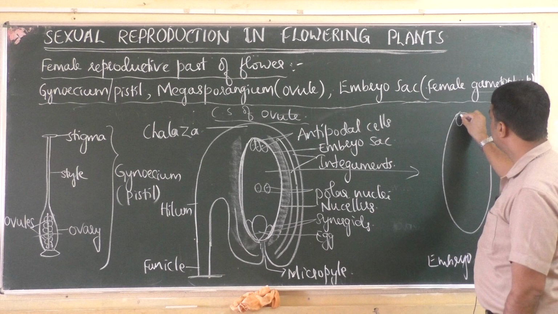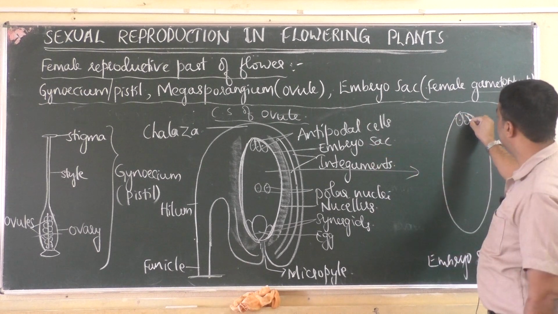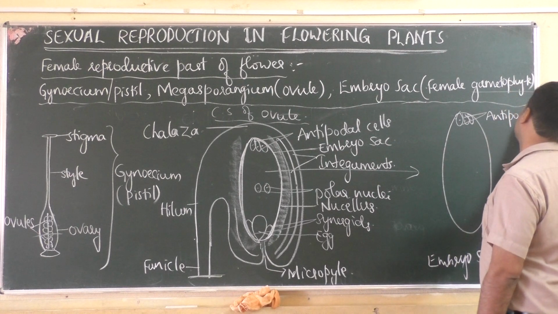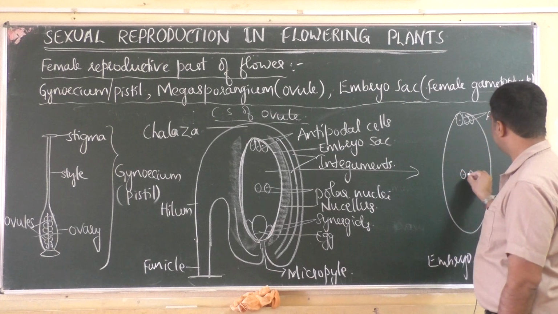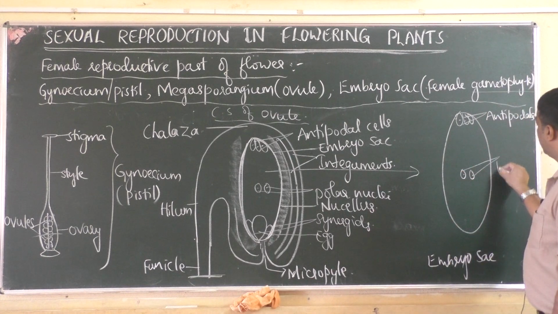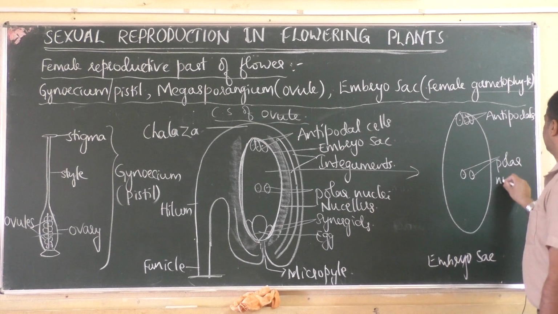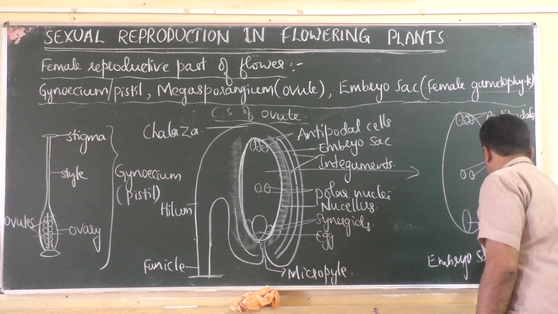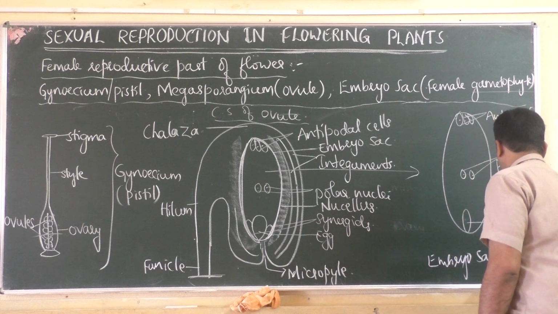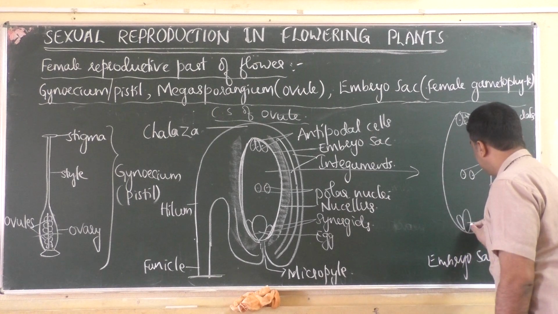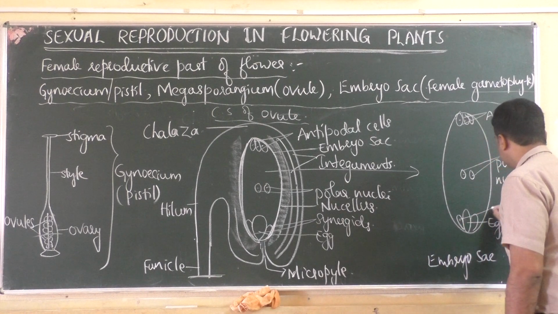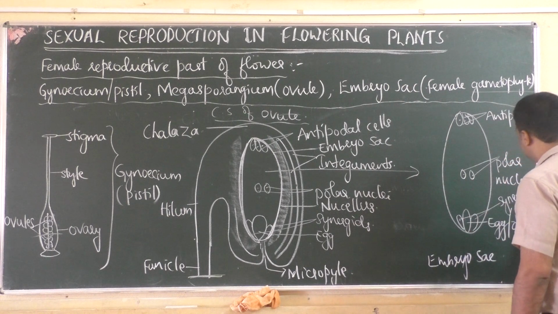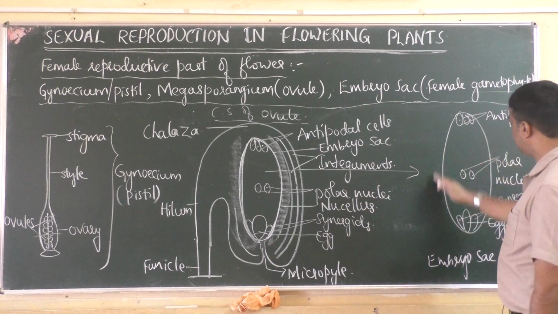Then 3 cells will be there, as you can see. These 3 cells are antipodal cells. Then 2 nuclei will be at the center. These are called polar nuclei. And here the egg in the center, also called the ovum. Then on 2 sides of the egg there will be 2 cells called synergids. You already know this entire part is an embryo sac.